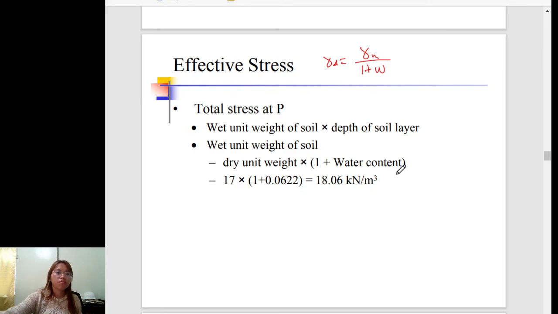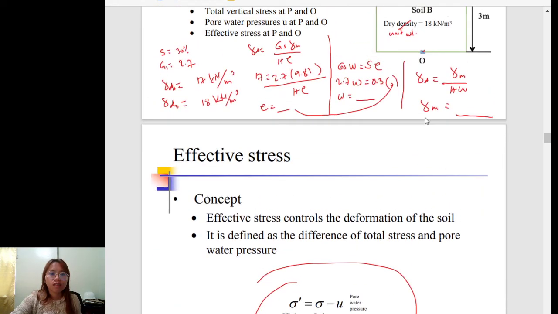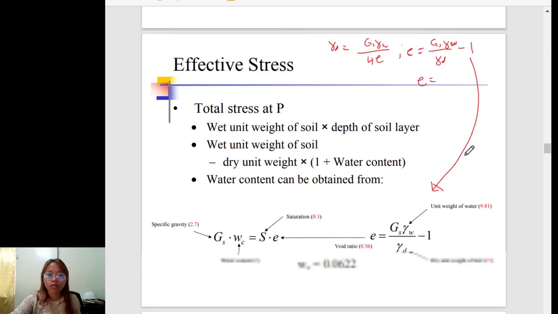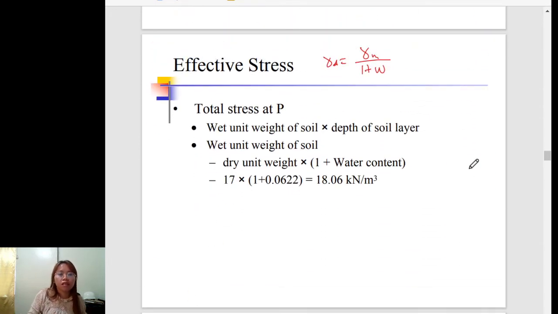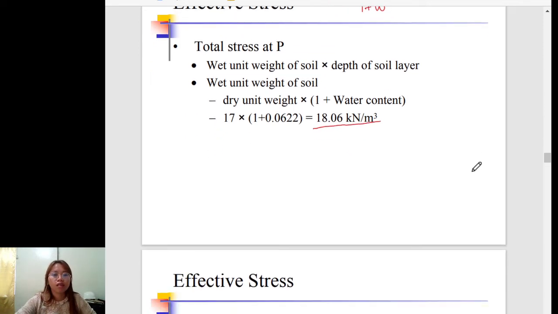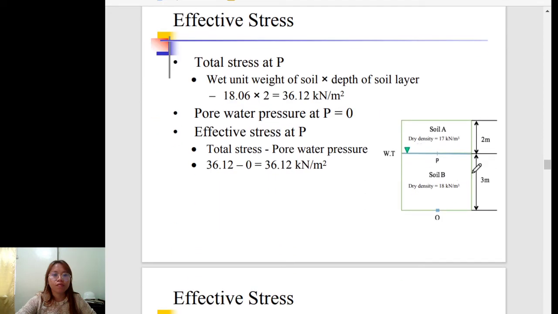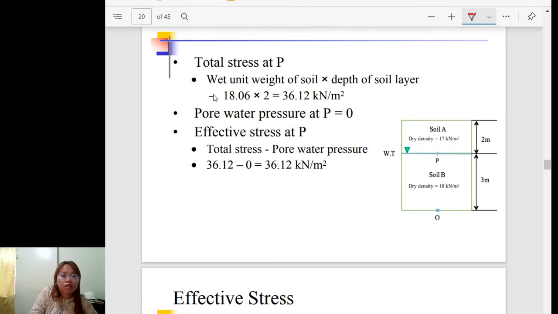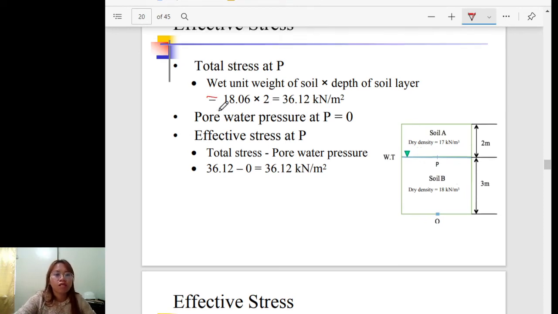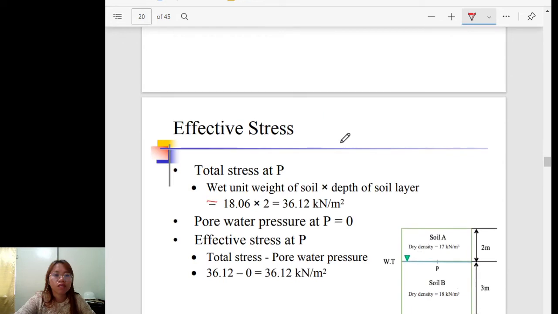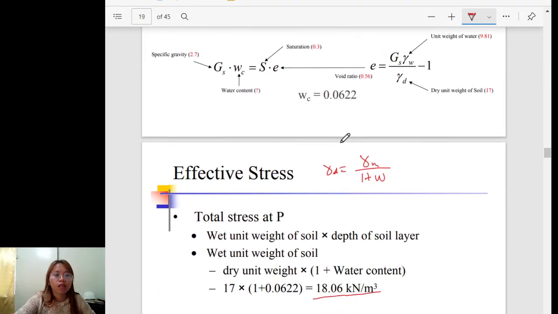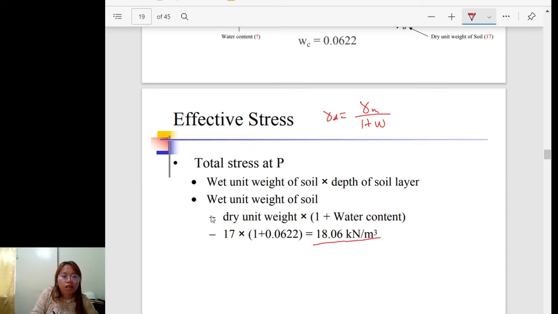So following this procedure or this flow of solution, you will get the wet unit weight, which is equal to 18.606 kilonewton per cubic meter. So that the total stress at P is equal to, this is equal, no? Not minus. Kato pong ganina, this should be equal, not minus. Equal ni siya.